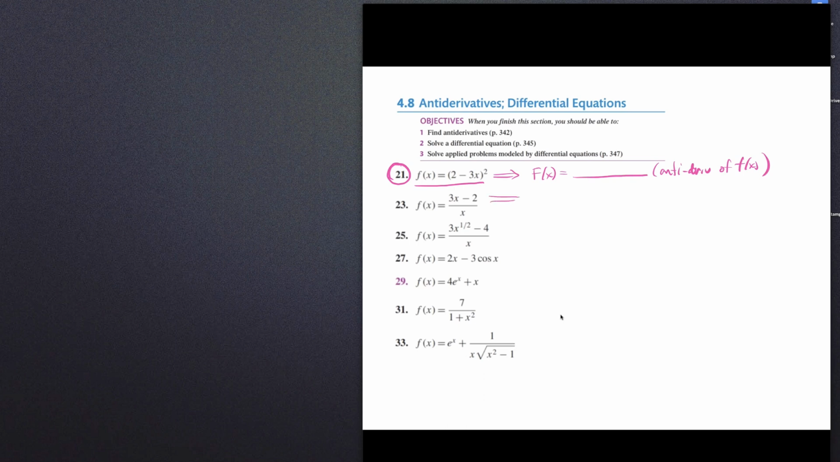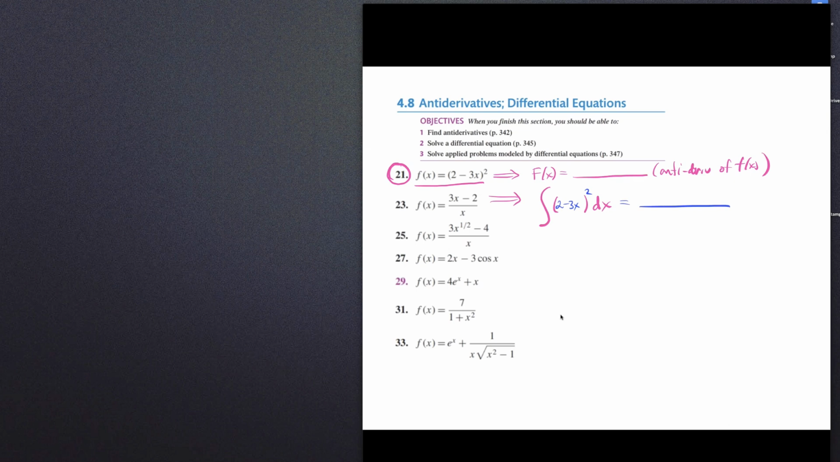Or the notation we could use is this long S symbol. Here's the antiderivative notation. And if you want to find the antiderivative of 2 minus 3x squared, that's the function you put, and we need to fill in the blank. Both of these say find the antiderivative.